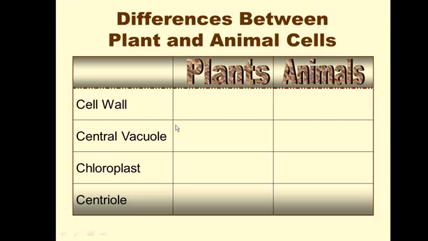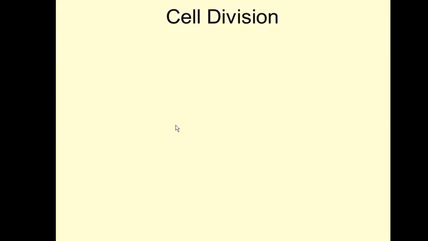So let's see the differences again between plant cells and animal cells. Cell wall, yes, it's in the plant cells. Central vacuole, yes, it's in the plant cells. Chloroplast, yes, it is in the plant cells. Centrioles, it is in the animal cells. So this was all about the differences between your plant cells and the animal cells.